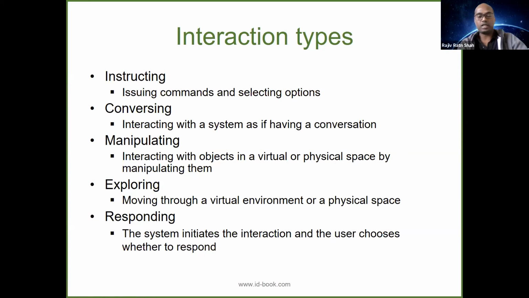Another example you can think of: you're going somewhere and suddenly a pop-up comes up, saying you might be interested in this restaurant, or in this location. So if you see, there are several interaction types, and they are not mutually exclusive. If you're building a system, it will not only have to be instructing, or only conversing, or only manipulating. It could be a combination of all of those, right? It depends on what kind of system you're building, and accordingly you can use different interaction types for different components.